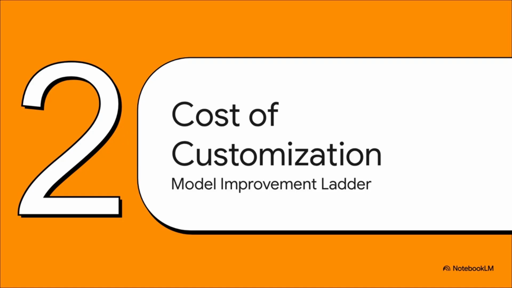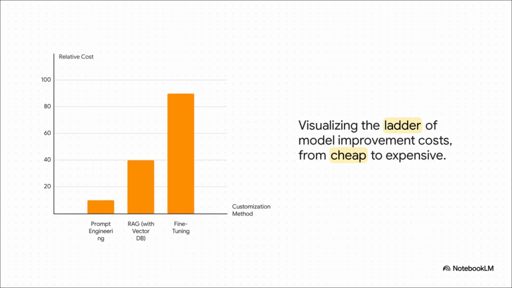Okay, so we've covered the basic pricing. Let's build on that. The next logical step is to understand the cost of customizing your models. The best way to think about it is like climbing a ladder, where each rung up represents a more powerful and more expensive method. This chart gives you a fantastic at-a-glance view of that ladder. Down at the bottom, the first rung, you've got prompt engineering, super cheap because you're not training any models. In the middle, you have retrieval augmented generation, or RAG, which adds the cost of running a vector database. And way up at the top, the most expensive option, full-blown fine-tuning.